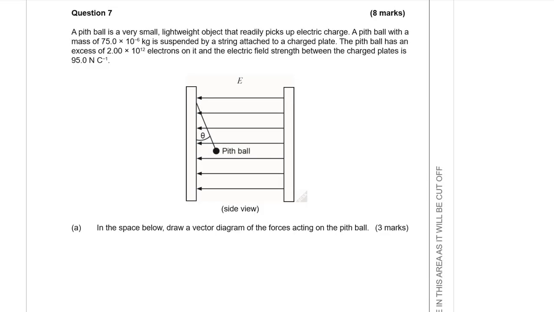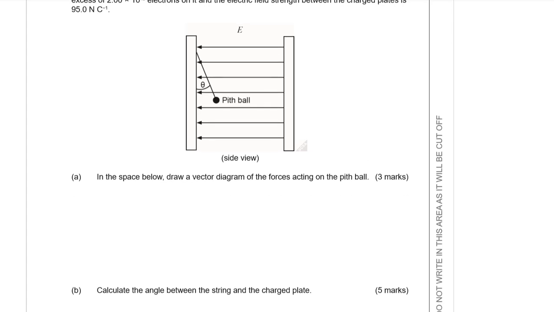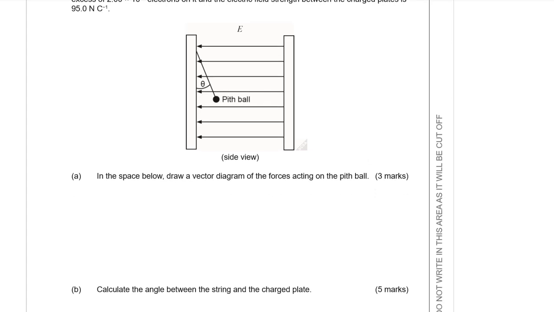Okay, so in question 7, what you've got is a situation where you have a lightweight ball which is being pulled to the right by the electric field. It's also being pulled downwards by gravity, and the tension in this rope or string is holding it in place. So the first part of the question is to draw a vector diagram of the forces acting on the ball.